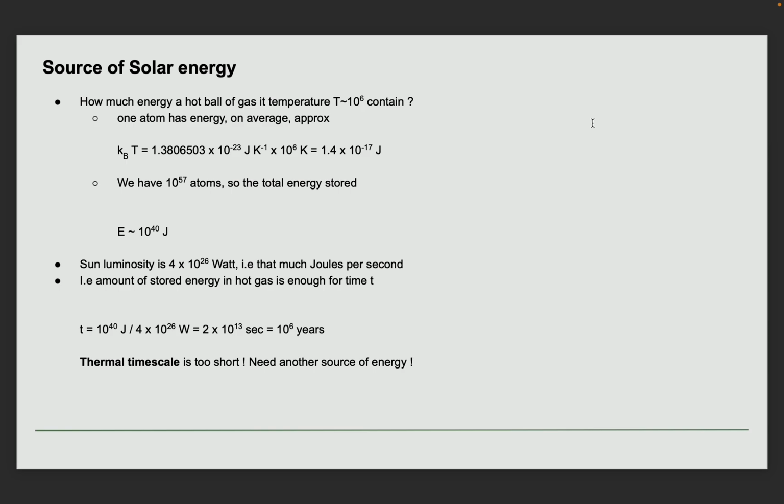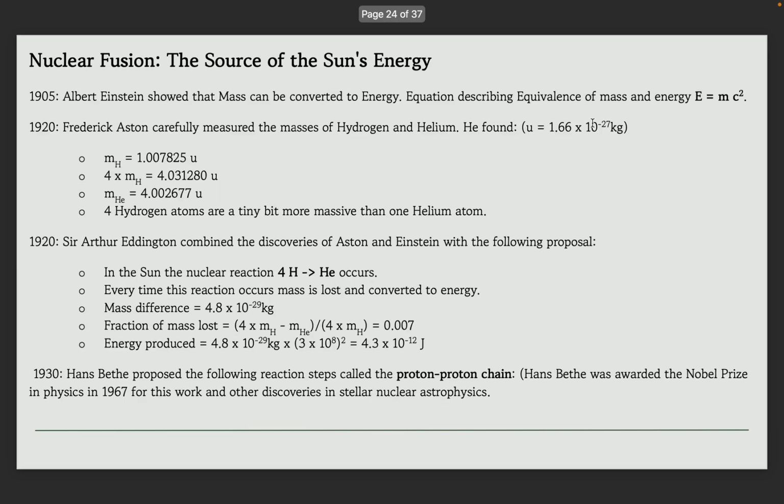That much joule per second. So the amount of stored energy in hot gas is enough for a time t, if the sun was only balanced by its thermal energy, that is the thermal time scale of the sun: 10 to the power 40 divided by 4 into 10 to the power 26 watt, which is about 10 to the power 6 years. So the thermal time scale for the sun is too short. We need another source of energy.